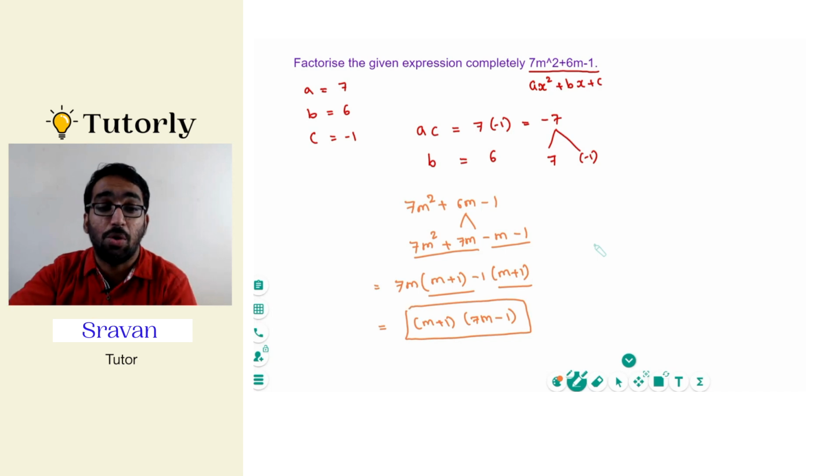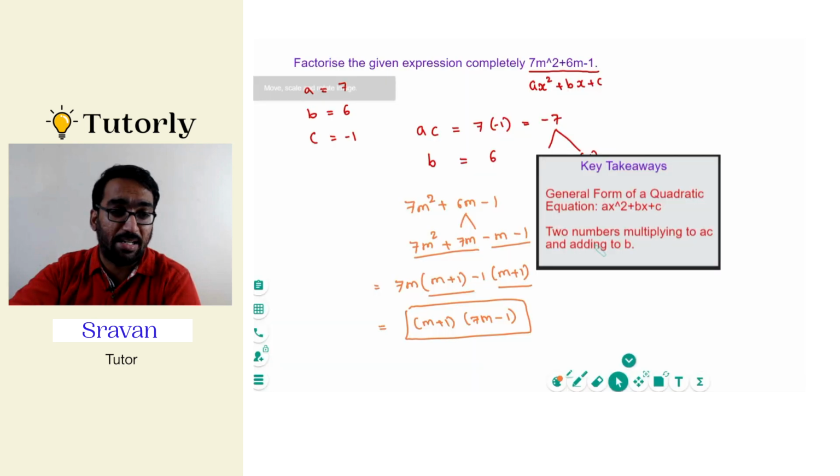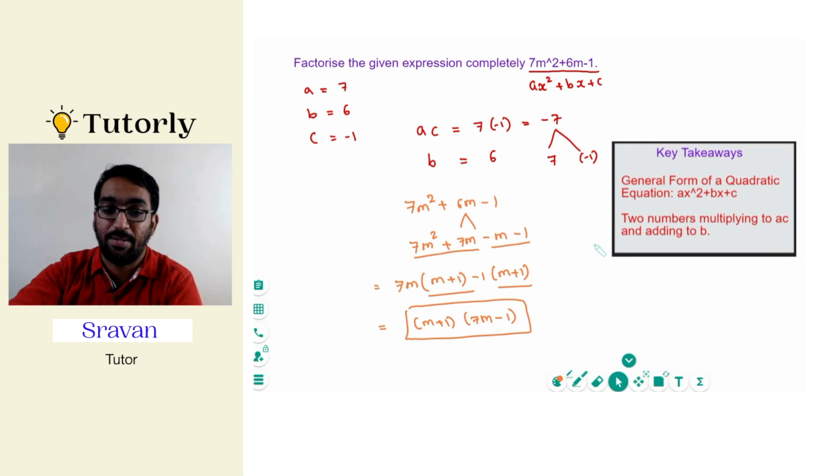So now the key takeaways here are the general form of the quadratic expression, which is ax squared plus bx plus c, and the two numbers multiplying to the value of ac and adding up to the value of b.